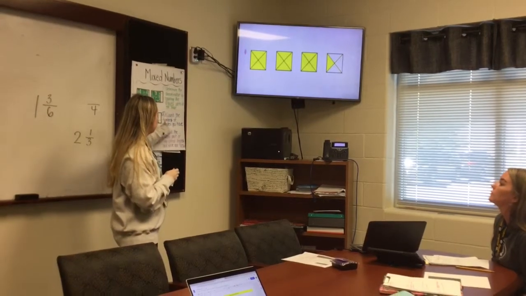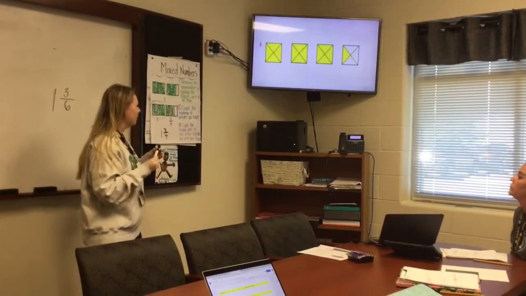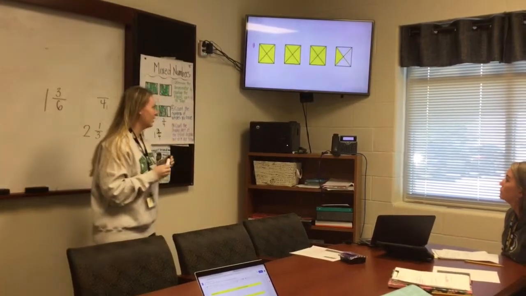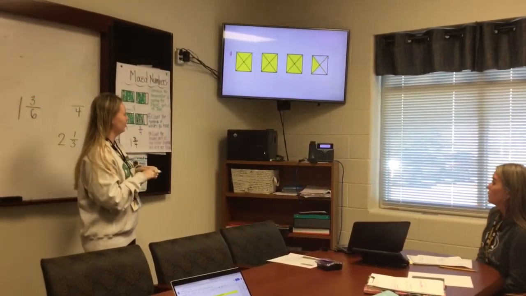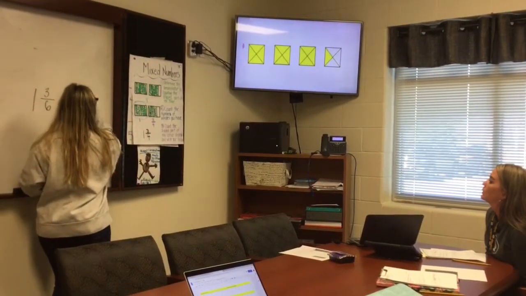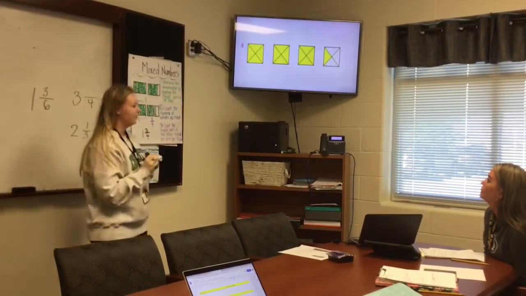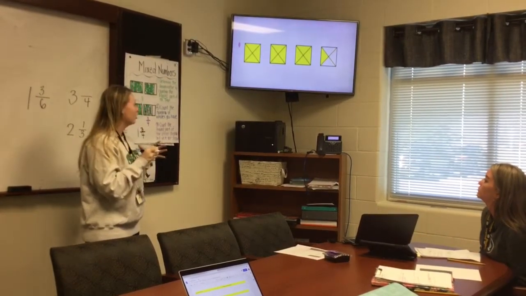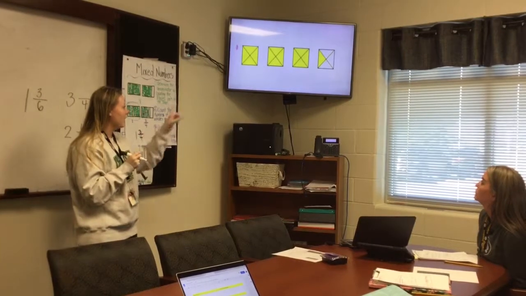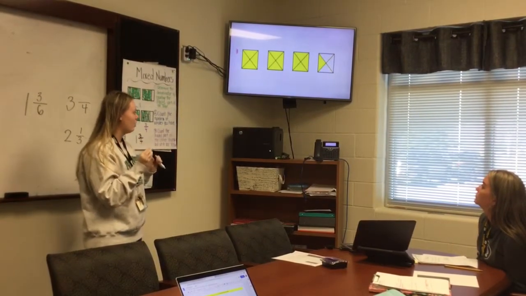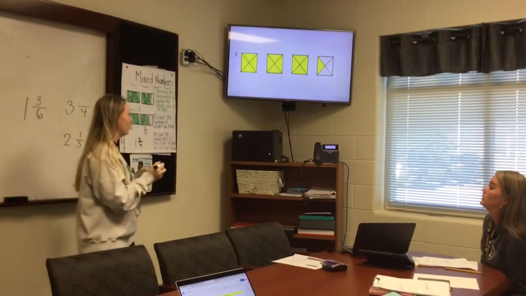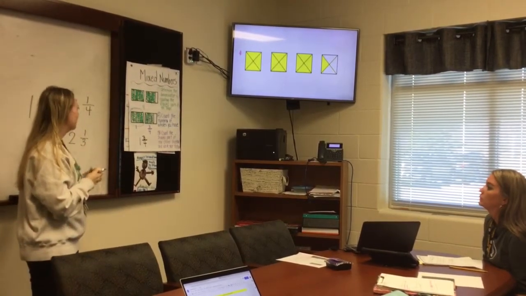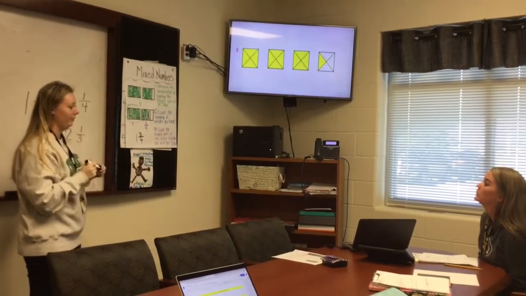And now we have to look at step 2. So next we have to count the number of holes that we have. So how many whole shapes do you see shaded up there? 3. Great, so we have 3 holes. After we figure out how many holes we have, now we need to count the shaded part of our shapes that are not a hole. So how many pieces are shaded and are not a whole shape? 1. So we have 1 piece shaded. So our mixed number is 3 1/4.